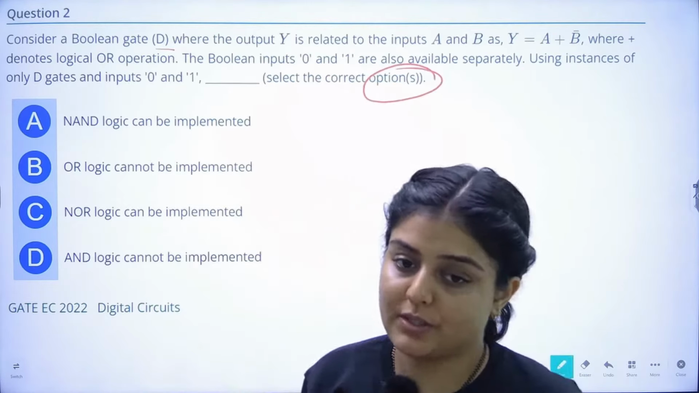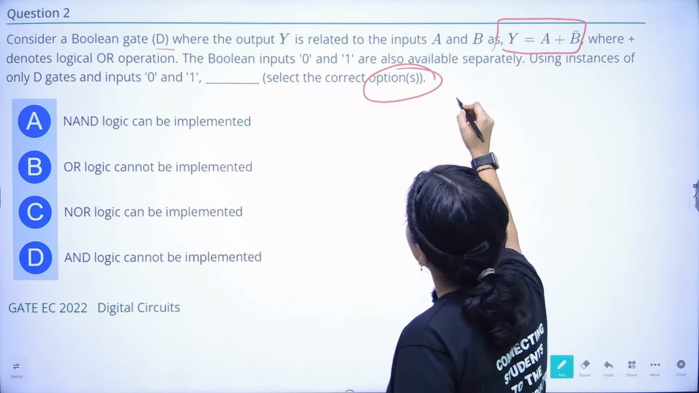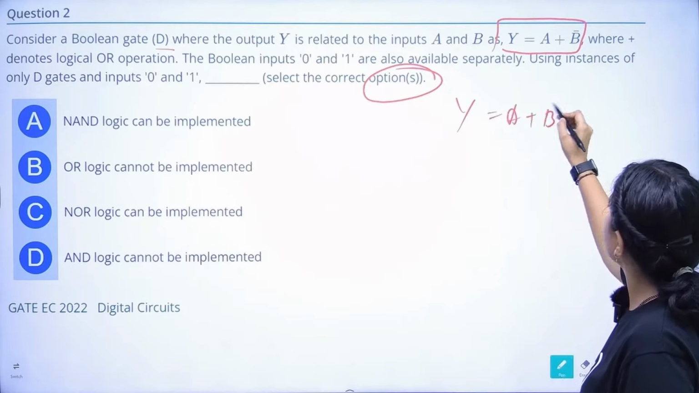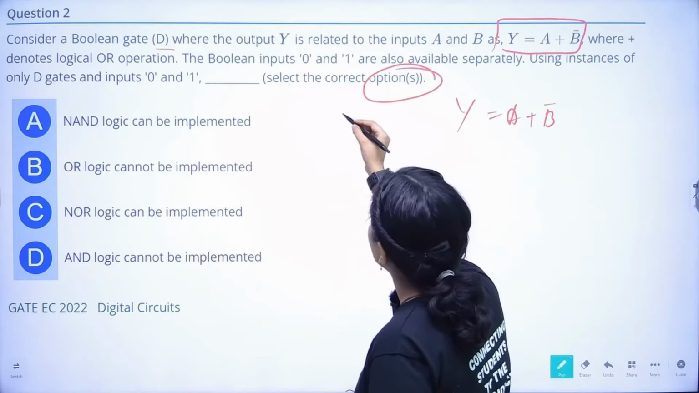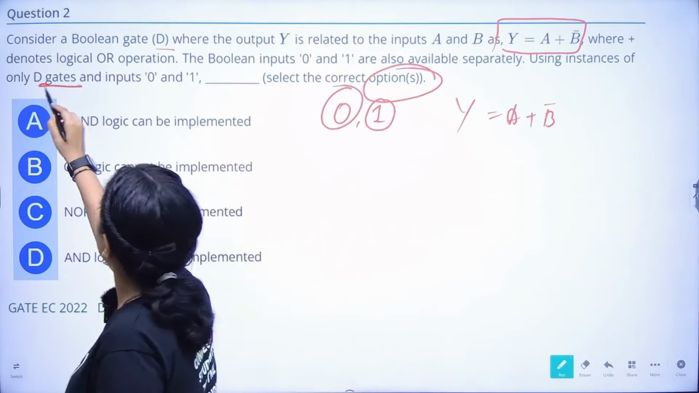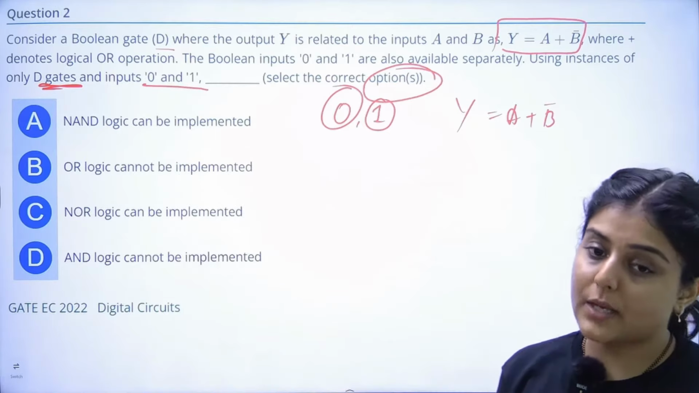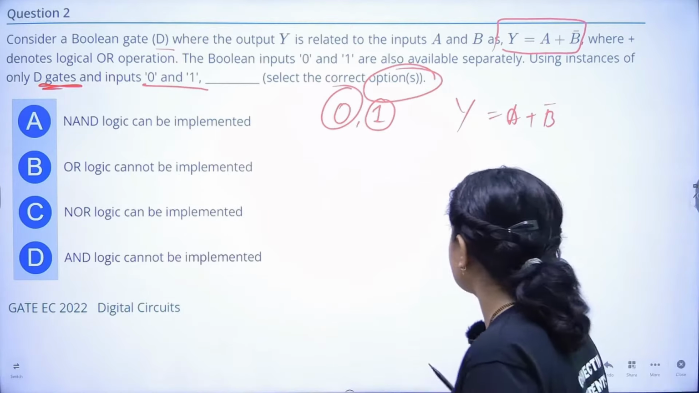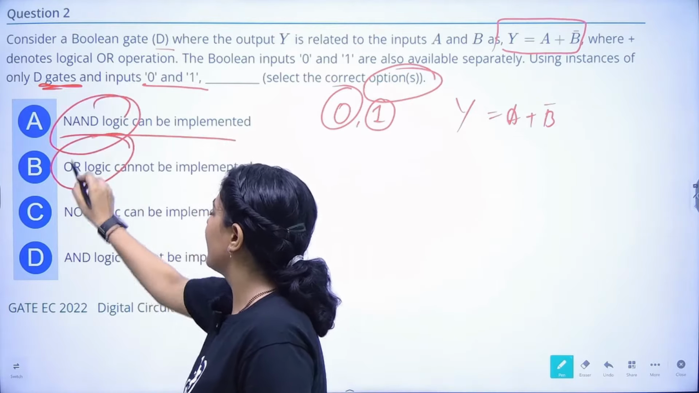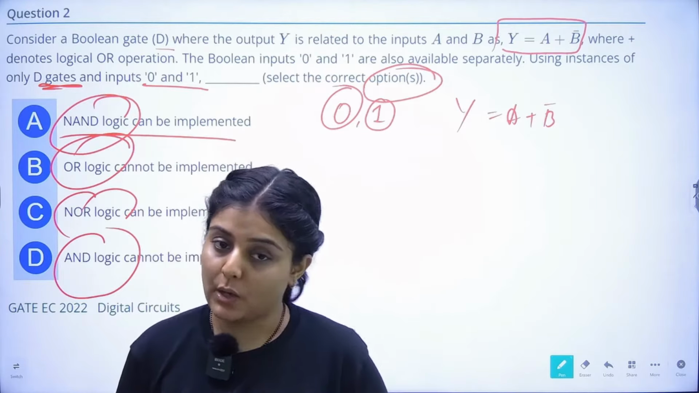You can select multiple options at a time. Right. So it says that you have some gate Y in which output is given like this, and you have two more inputs, 0 and 1. Only these gates. So you can use n number of gates, and you have two types of input, either 0 or 1. So we have to see whether we can implement NAND, OR, NOR or AND. I'll give you a one-liner for this.